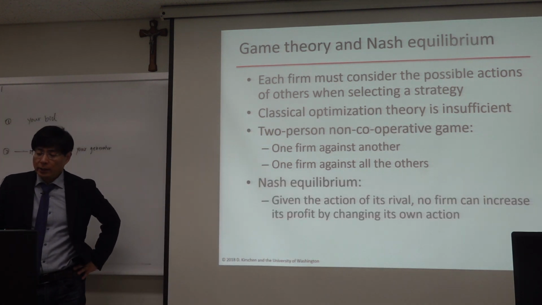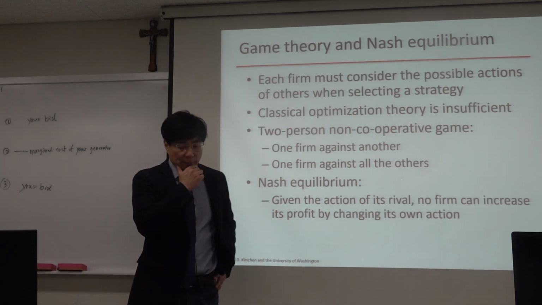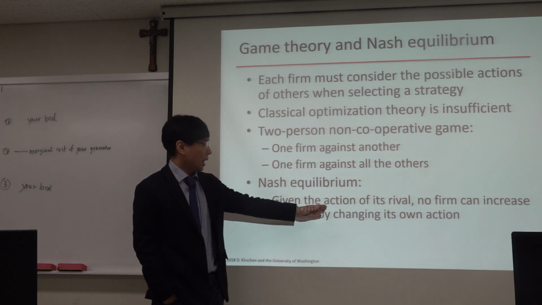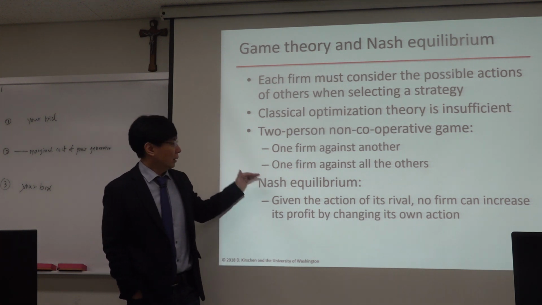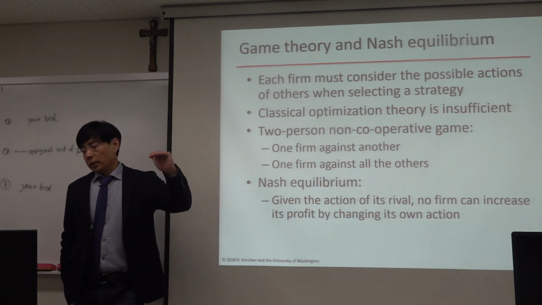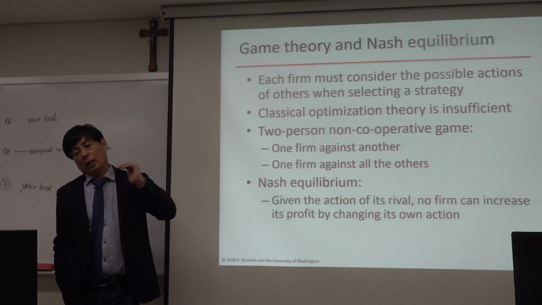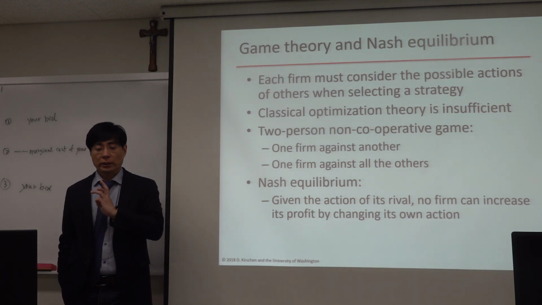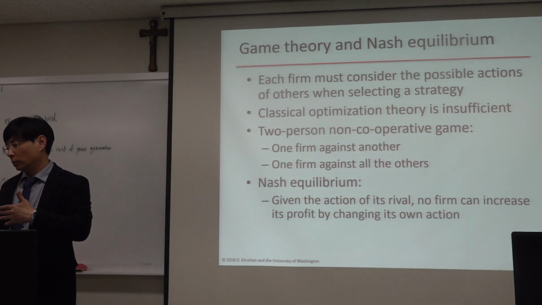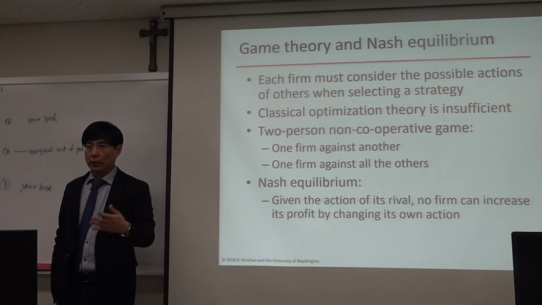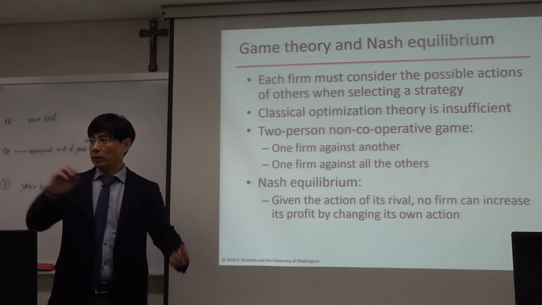Okay, and in game theory, Nash equilibrium is important. And what it says is, given the action of its rival, other players. Okay, so at Nash equilibrium, this thing happens. If other players do not change their actions, I do not change my action either. So if you keep your position, I also keep my position. That's the meaning of equilibrium. So the meaning of equilibrium is there is no change.